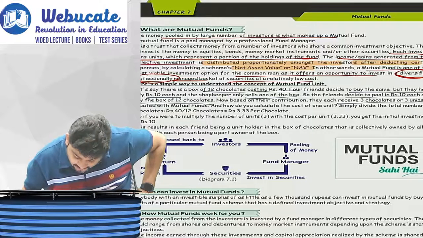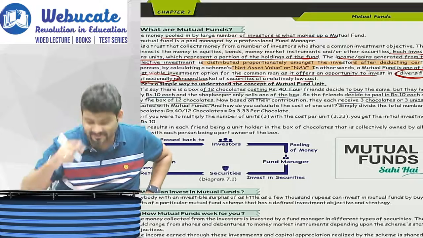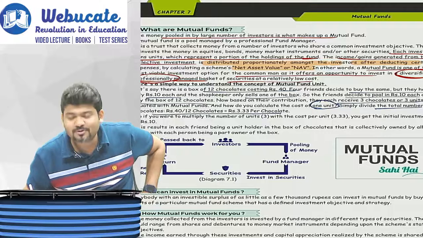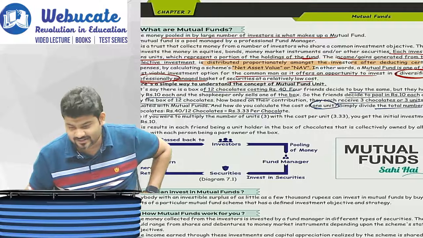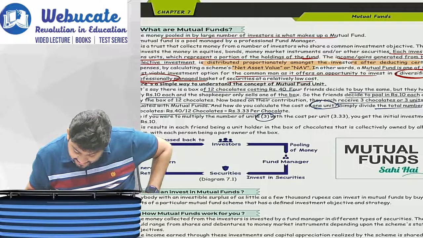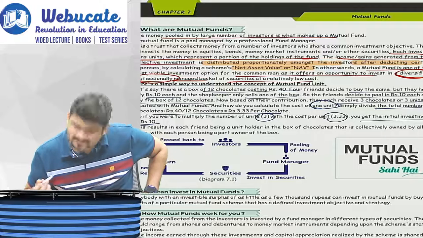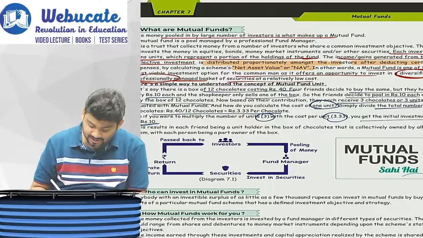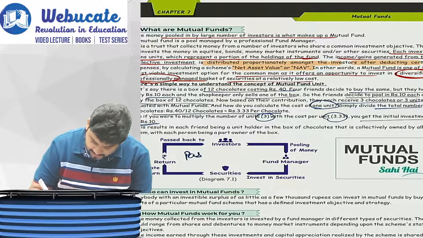Now they receive 12 chocolates, or 3 units per friend. And if you calculate the cost of 1 unit, simply divide by the number of chocolates, and that works out to 3.33 per chocolate. If you multiply the number of units with the cost per unit, you will get the initial investment of rupees 10. So I think it's pretty much clear. This is all called a pass-through scheme.